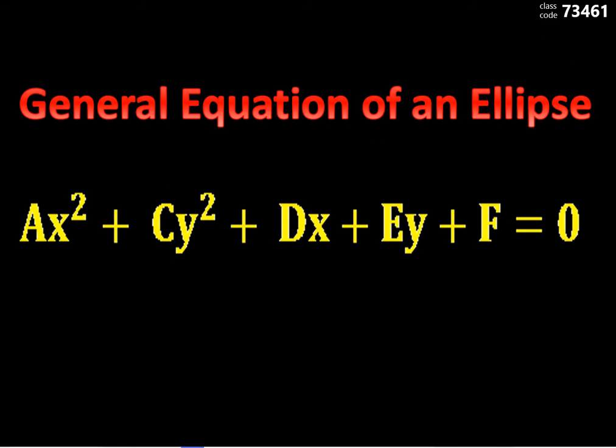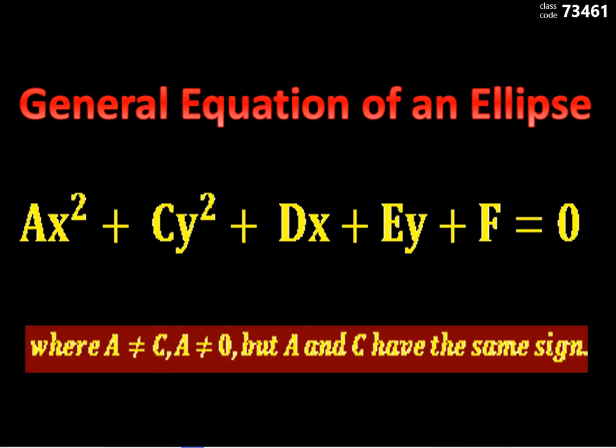So this is the general equation of an ellipse: Ax squared plus Cy squared plus Dx plus Ey plus F equals 0. Wherein A is not equal to C, A is not equal to 0, but A and C have the same sign. Remember this restriction.